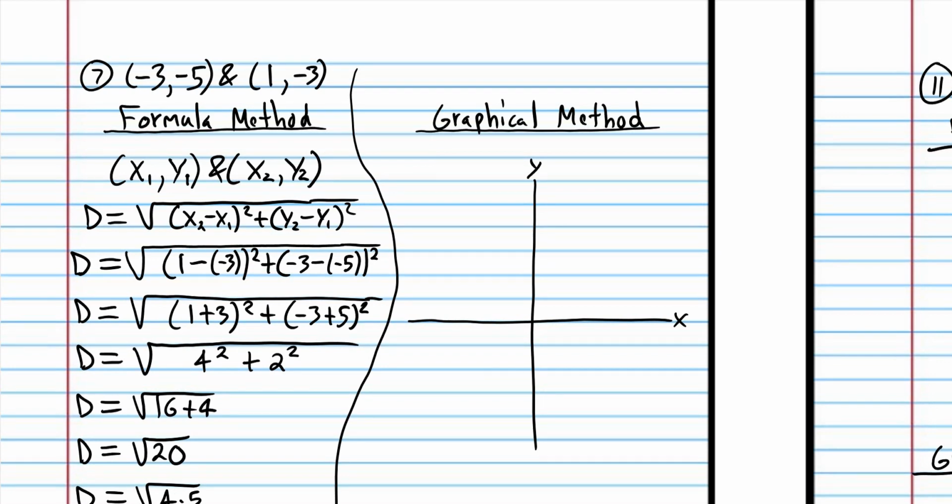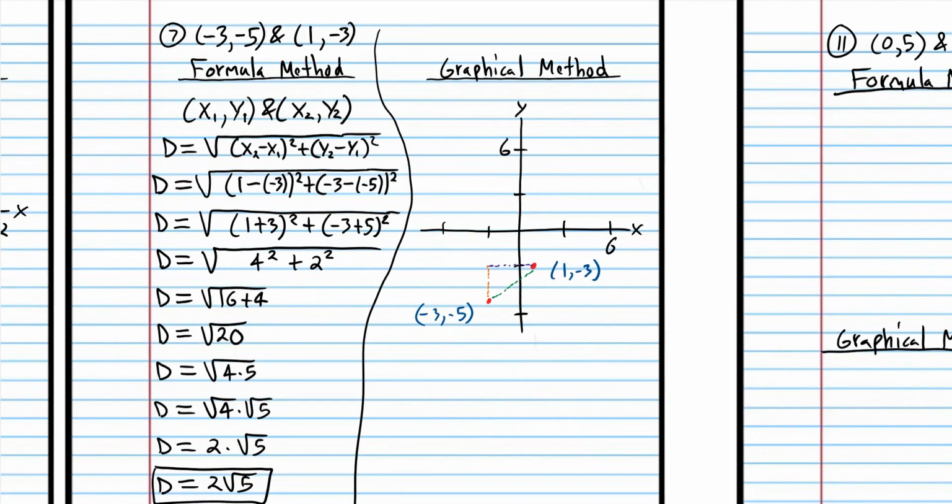So 5 looks like that's going to be the biggest, so I'm going to use 6. So 1, -3 would be about here. -3 and -5 would be about here. And we're going to drop a vertical. It doesn't really matter what color I'm using here. I'm not really remembering which purple or orange was vertical or horizontal. And we're looking for the green.